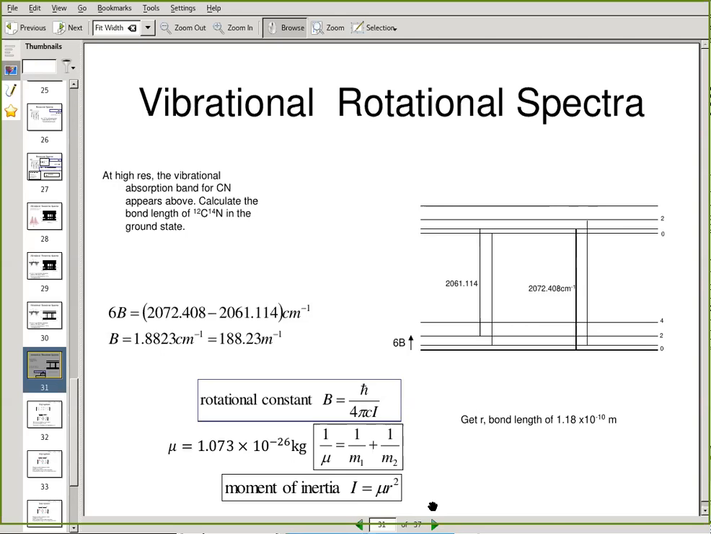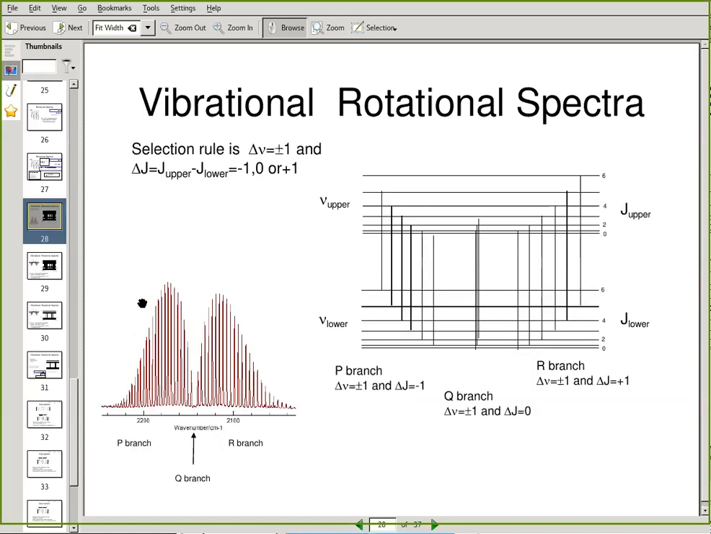I think the biggest take-home message on this, the point that I want to make, is that the moment you have more than one option available to you, like you've got your rotation and vibration together, your spectra become more complicated.